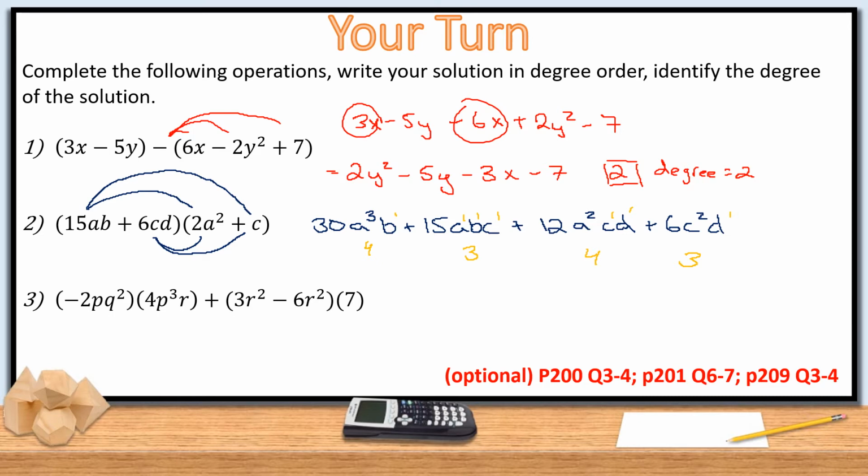Now we just need to put this in the correct order. There's two terms that have a degree of 4, so they go at the front. So we've got 30a cubed b. Doesn't matter which one goes first, you just get to pick if they have the same degree. a squared cd. And then same thing with the degrees of 3, doesn't matter. So 15abc plus 6c squared d. And then we said degree of 4.